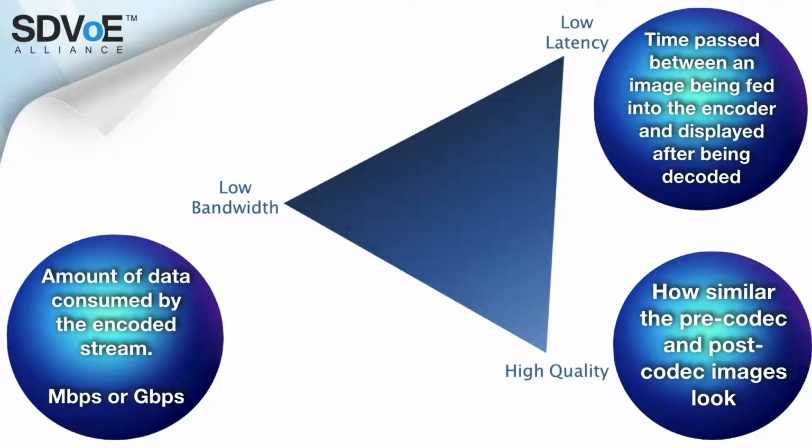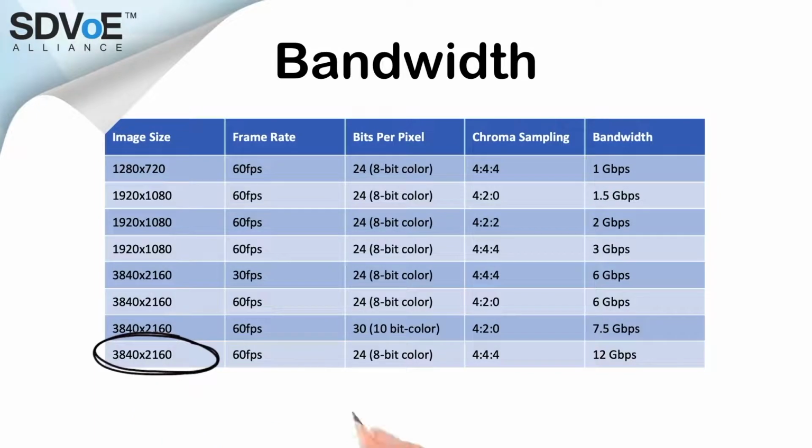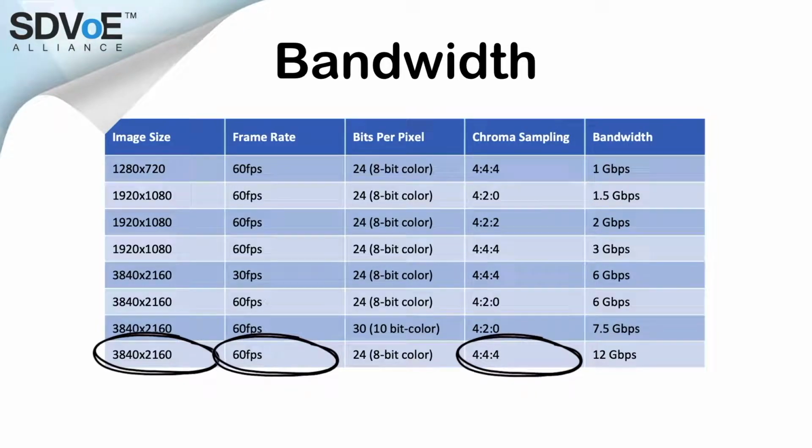Let's use a real-life example to compare these codecs. In each example, we want to distribute a 4K 444 60Hz stream, which we can see has a bandwidth of around 12 gigabits per second.